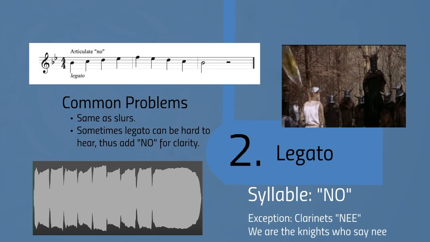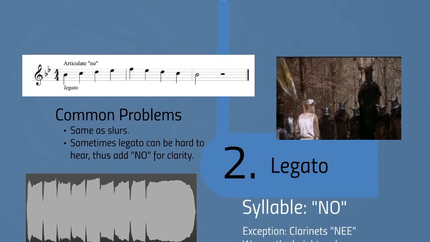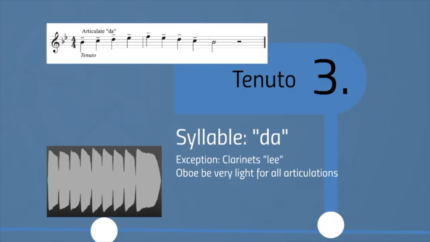Common problems I can see with legato are the same as slurs. Sometimes you can add no so your brain can pick up on those little slight crescendos so it's easier to play together. For tenuto accents, we're trying to make the sound wave look more like this. You can see the accent in the beginning and the decay.